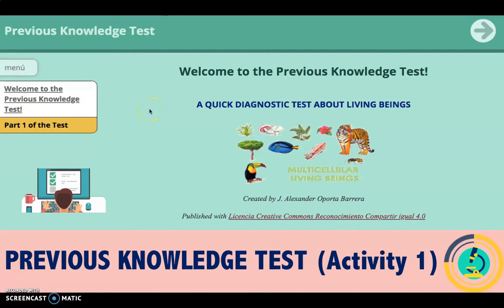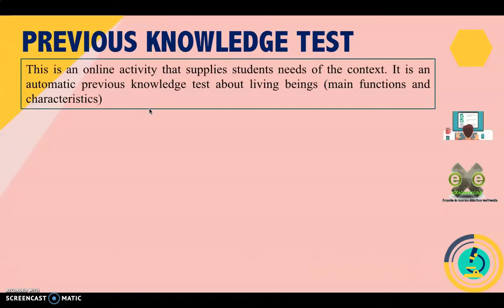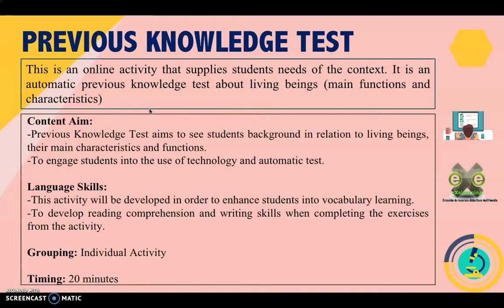This is the first learning activity that is proposed in this lesson plan. The previous knowledge test is an online activity that supplies all students' needs according to the context. This is an automatic previous knowledge test about the main functions and characteristics of living things. In terms of contents, the previous knowledge test aims to see students' background in relation to living beings, their main characteristics and functions. Also, it engages students into the use of technologies and automatic tests.